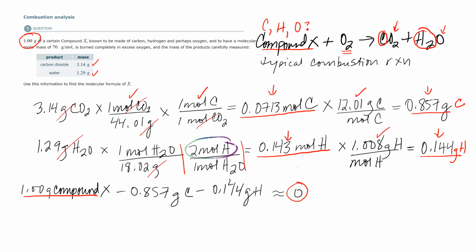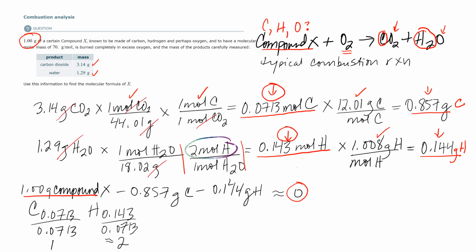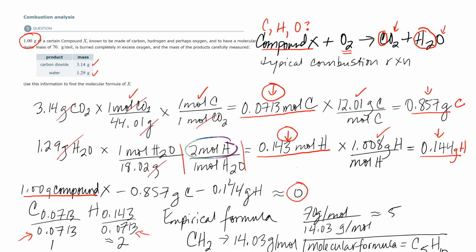So now how are we going to get at the empirical formula? Well, the same way that we always do. We know we have 0.713 moles of carbon and 0.143 moles of hydrogen. We can use that to derive an empirical formula. How? Well, we go through and divide by the smallest number, as we always do. What's this going to give us? This is going to give us CH2.